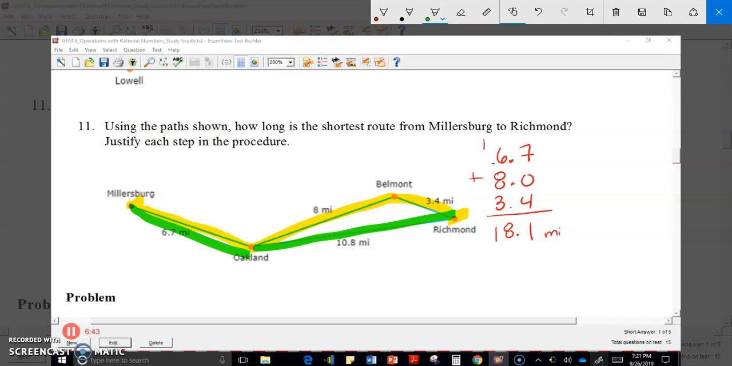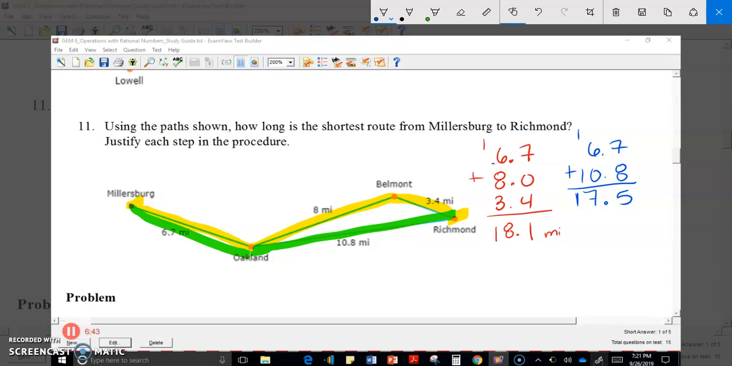If I decide to go the other route, from Millersburg to Oakland, then to Richmond, my route will be 6.7 plus 10.8. And it looks like I'm better off going through the first route because they have a difference of, let's see, doing my math, 0.6 miles.